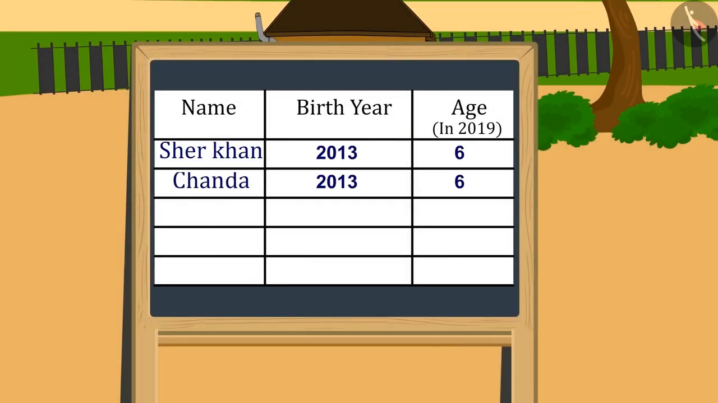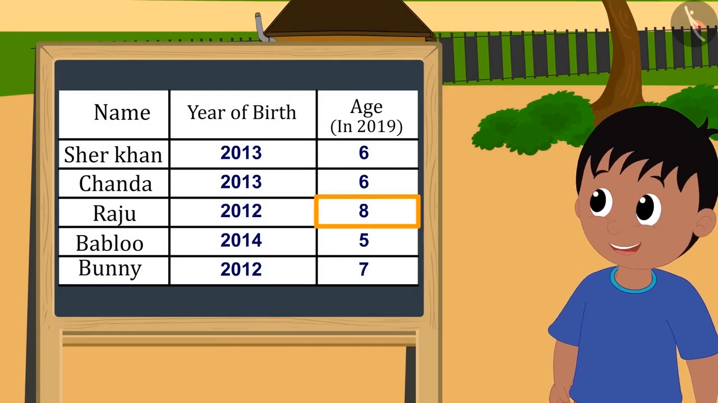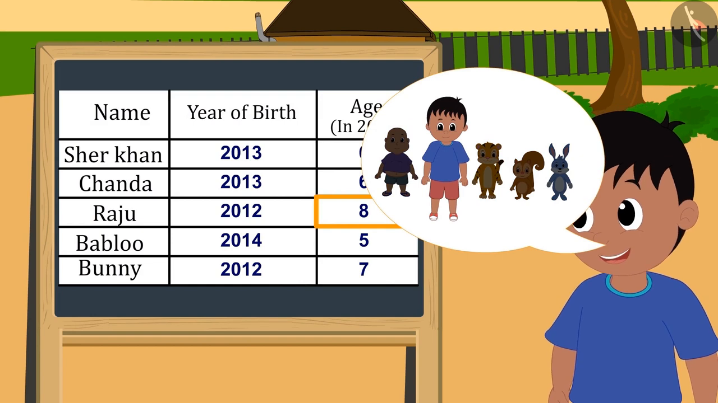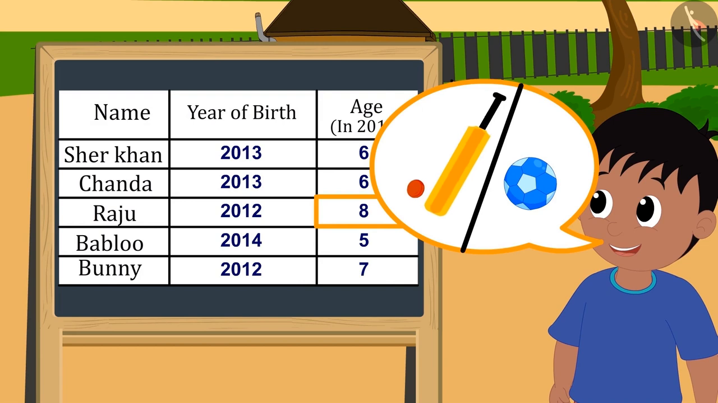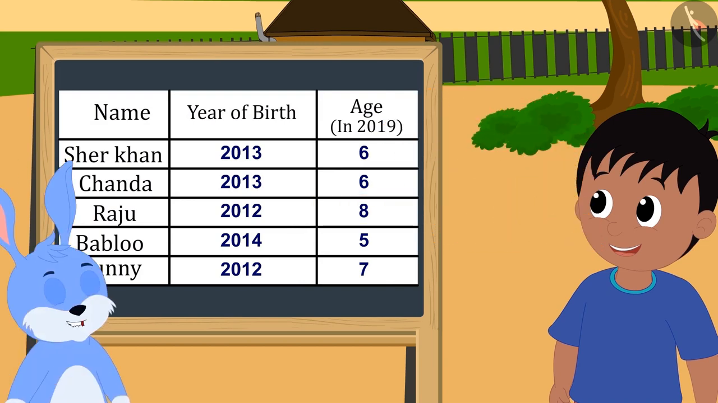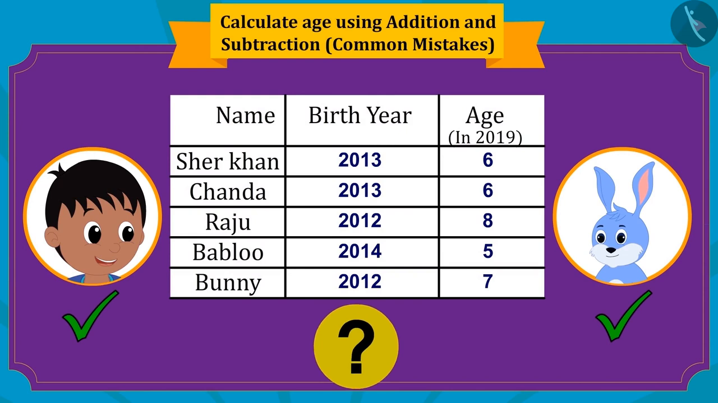One by one, they wrote the year of birth and age on a board like this. Now Raju is saying that he is elder than all of them. So he will decide which game he wants to play. While Bunny is saying that his and Raju's age should be equal, as they both have the same year of birth. What do you think, children? Who is right? Raju or Bunny?